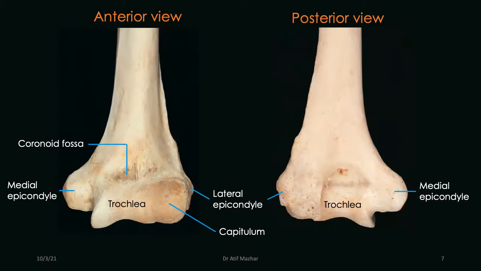There is a pit, a depression just above the trochlea. We call it the coronoid fossa. And then above the capitulum, there is another depression, and we call it the radial fossa. And then on the posterior aspect, we have another depression, and that has the name of olecranon fossa. Are we good?